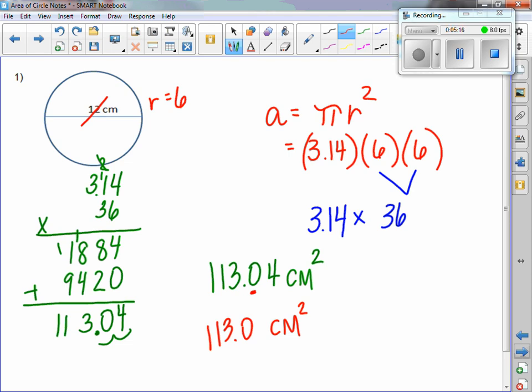So pi times the radius squared gives us the area of a circle. Again, don't forget, if they give you the diameter, like they did in this example, you have to cut that in half. We have to have the radius in order to find the area.